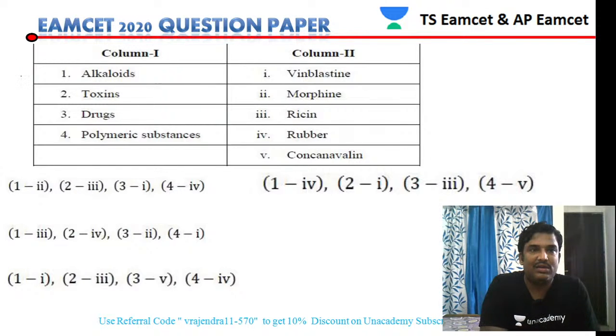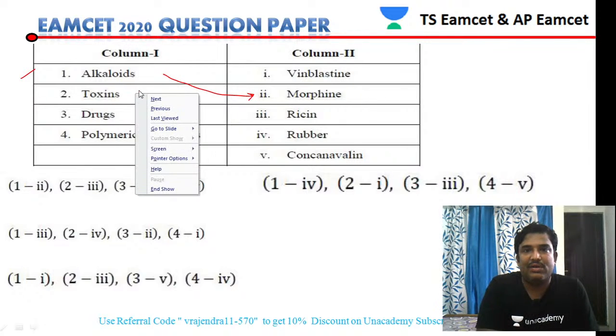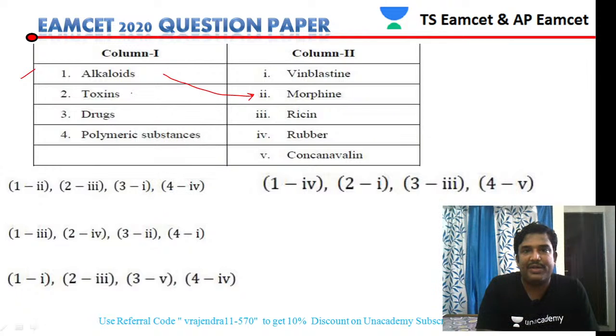Next question, let us see. Alkaloids. Which of these are alkaloids? No doubt morphine is an alkaloid. Next, toxin. Resin is a toxin. Drugs: vinblastine is a drug. Polymeric substance: rubber is a polymeric substance. Based on that we have to identify the answer.